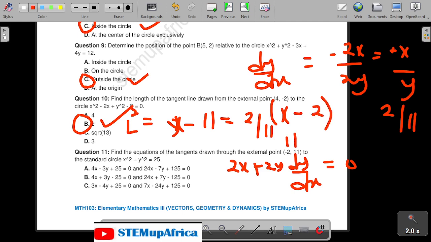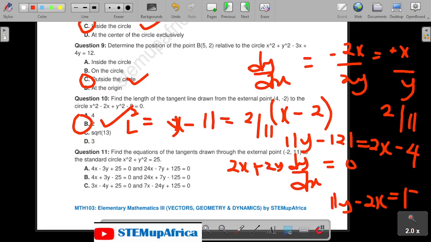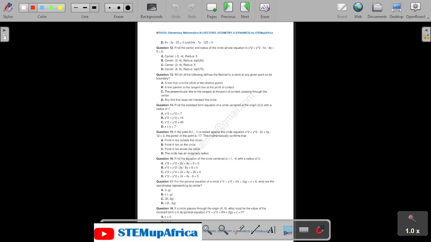So that gives us 11y minus 121 is equal to 2x minus 4. So it's going to give us 11y minus 2x is equal to 117. Check the next option.